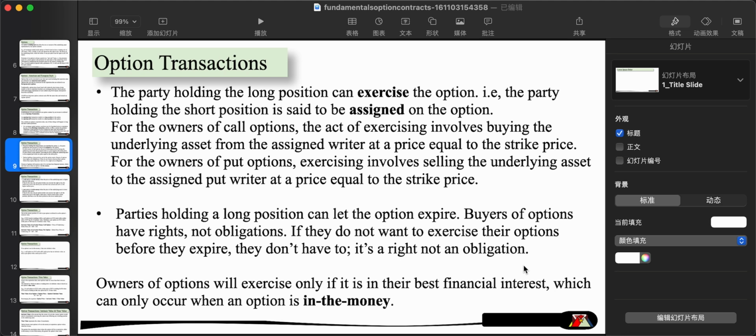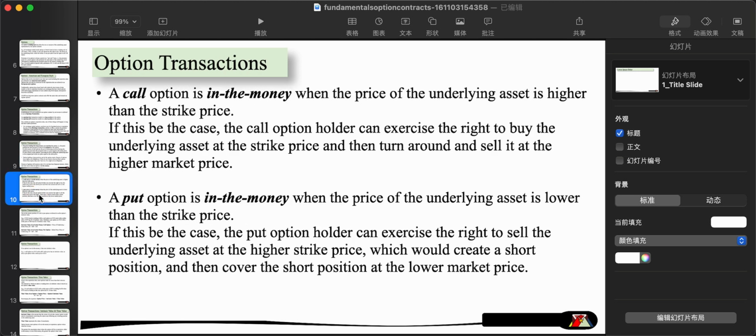The owners of options will exercise only if it is in their best financial interest, which can only occur when an option is in the money. We will talk about the definition of in the money here. A call option is in the money when the price of the underlying asset is higher than the strike price. If this is the case, the call option holder can exercise the right to buy the underlying asset at the strike price.